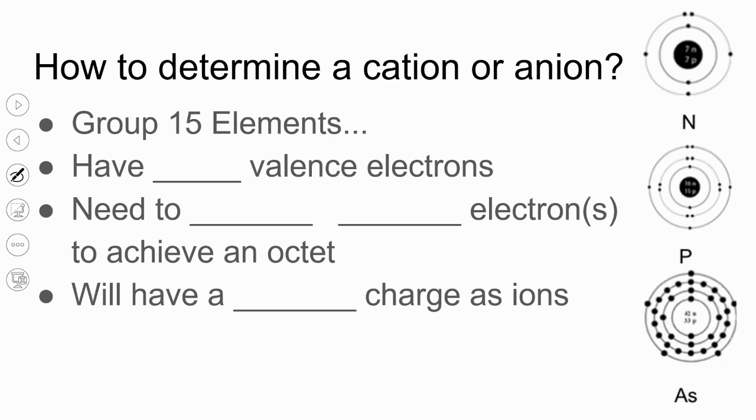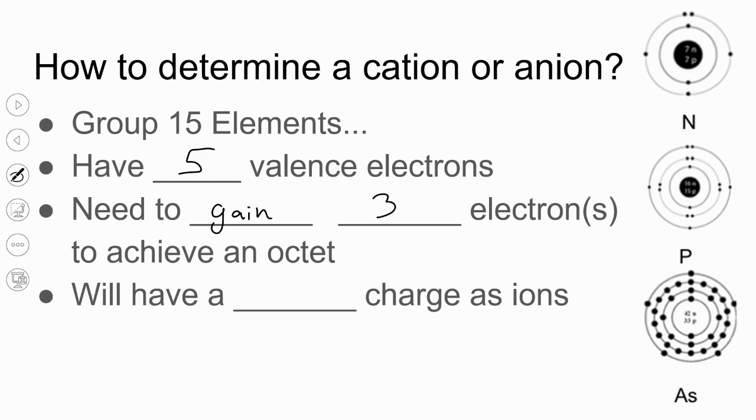So group 15, this is arsenic, phosphorus, nitrogen. So how many valence electrons do they have? 5. They have 5 valence electrons. So what do you think they're going to do? Are they going to lose 5 so they have a full shell? Or are they going to gain 3? Gain 3. Good. They're going to gain 3 electrons.